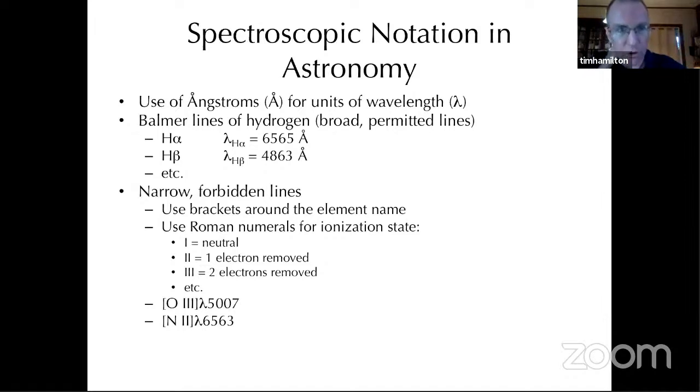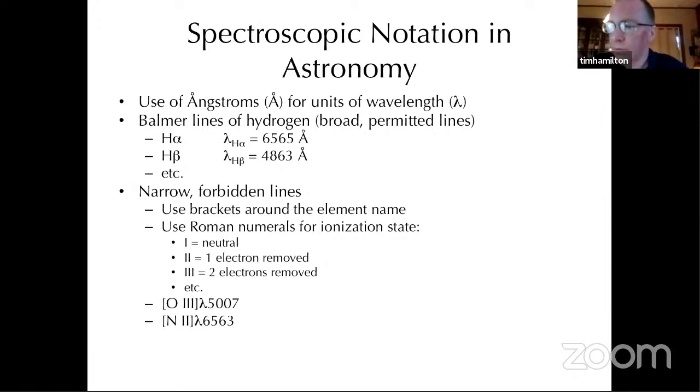Common lines that we will see are the Balmer lines of hydrogen. Those in astronomy are labeled with H for hydrogen, and then a Greek letter, alpha, beta, gamma, and so on, to go through the lines in order from the longest to the shortest. The longest of them is hydrogen alpha, or simply H alpha, with a wavelength of 6,565 angstroms. Then H beta, the second line, a little bit less intense, is at 4,863 angstroms, and so on. And we go to shorter and shorter wavelengths as we go down the list.